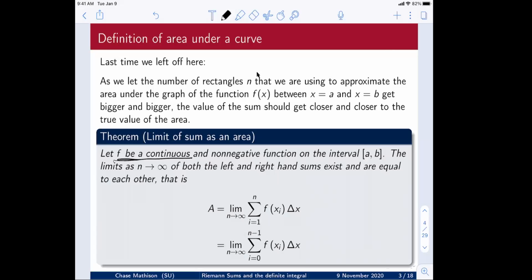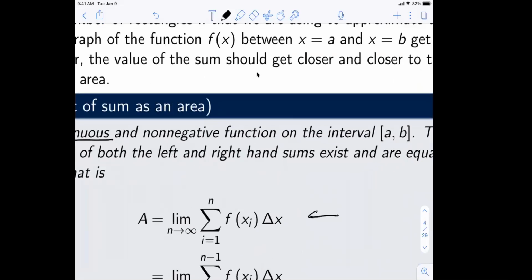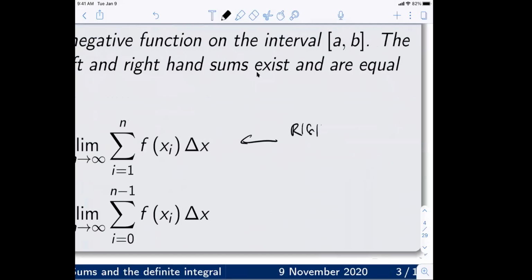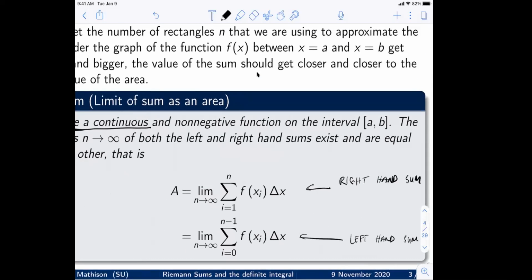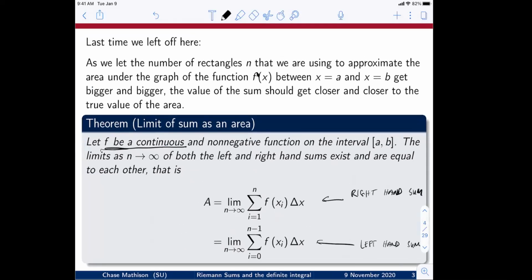So this is the right-hand sum, and this is the left-hand sum. There's very little difference between the two. For the left-hand sum, instead of using the right edge of the rectangle going up to the function itself, we use the left edge of the rectangle, and that goes up to the function. That's the only difference between these two. This right-hand sum is also called a right Riemann sum. These are both Riemann sums.